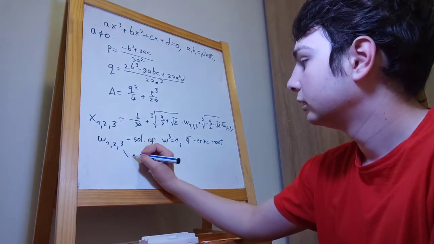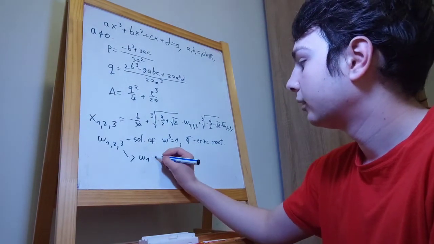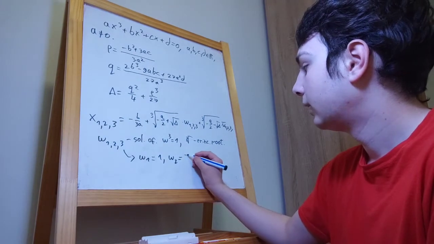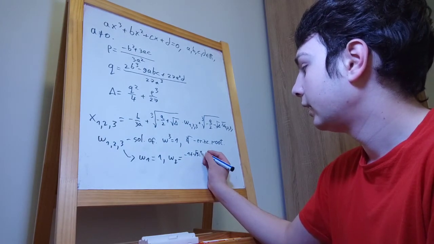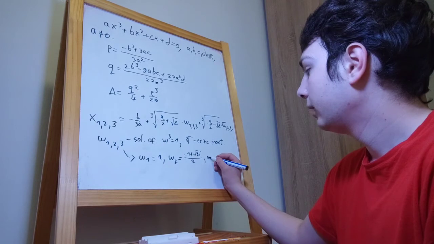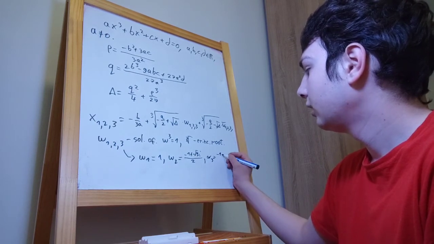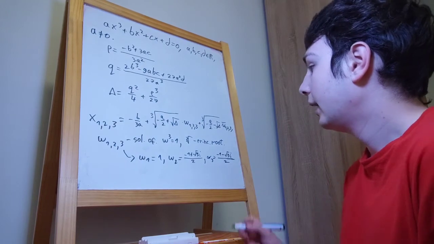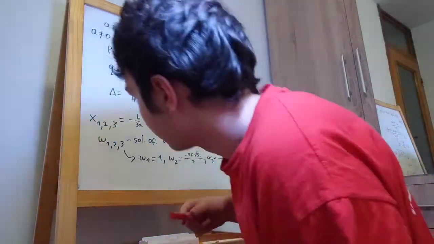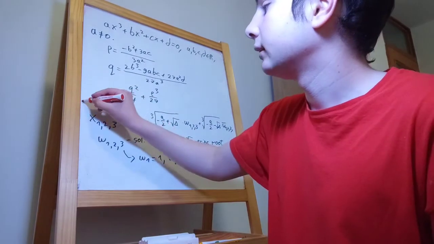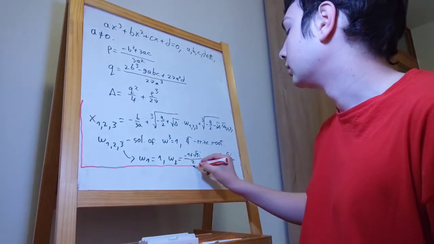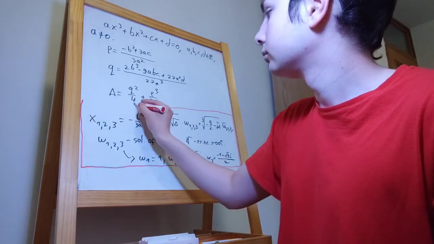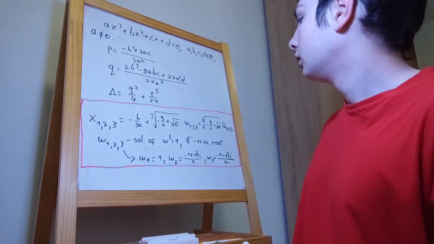And of course, this can also be written as omega 1 is equal to 1, omega 2 is equal to minus 1 plus square root of 3 i over 2, and omega 3 is equal to minus 1 minus square root of 3 i over 2. And that, folks, that is our answer. Great.